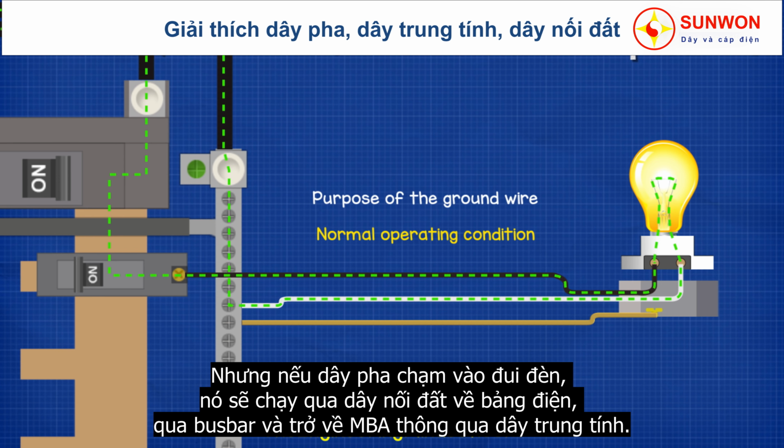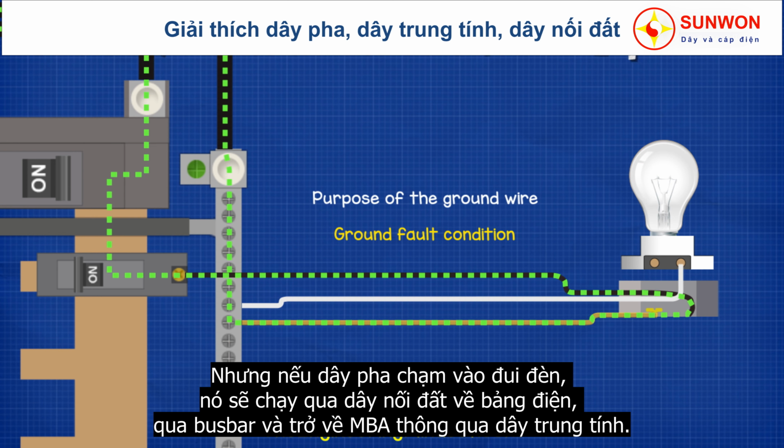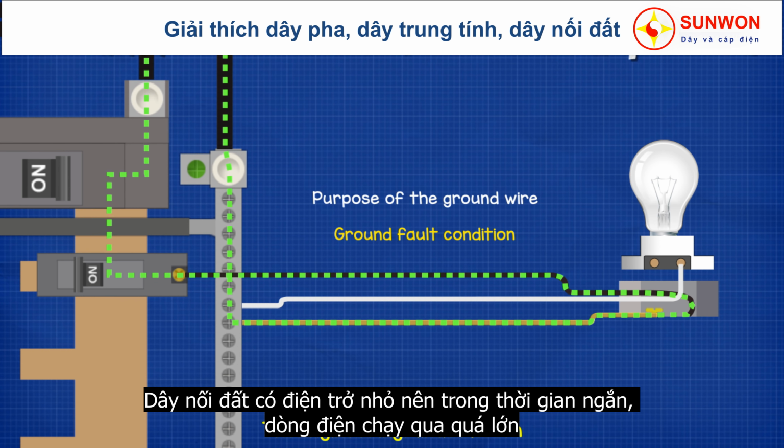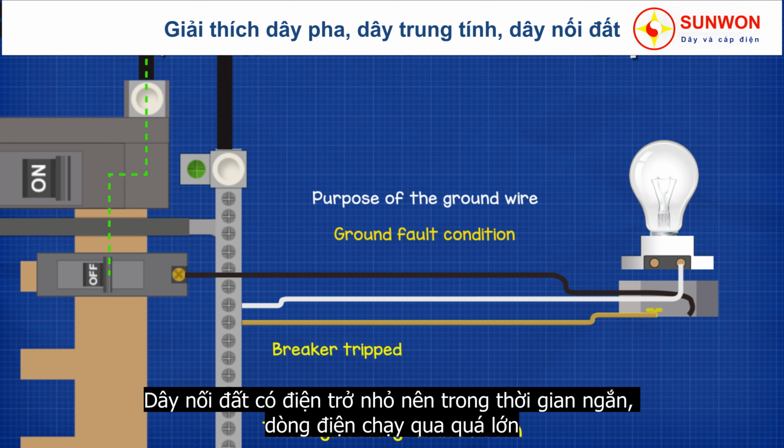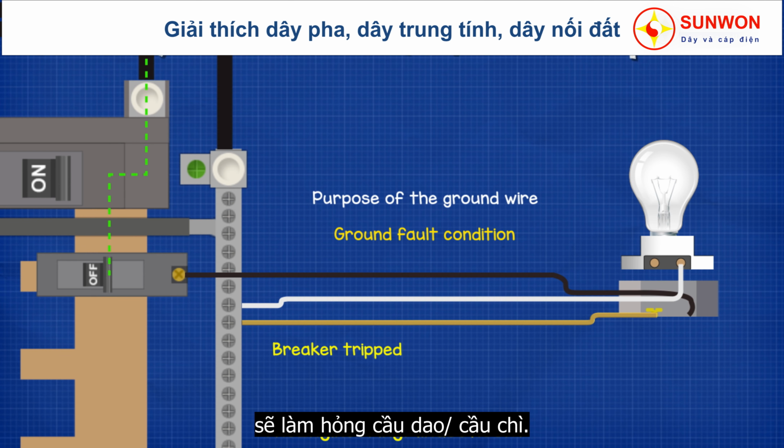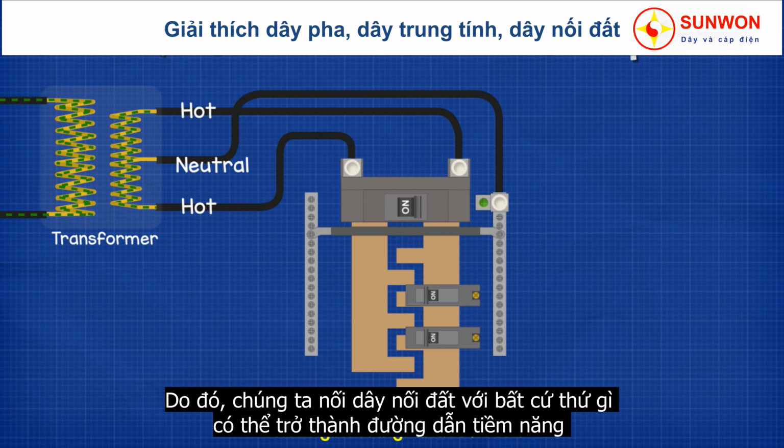But if the hot touches the metal casing, then it will instead flow through the ground wire, back to the panel, through the bus bar, and then back to the transformer via the neutral wire. The ground wire has a very low resistance, so it causes a huge and instantaneous increase in current, which will trip the breaker.